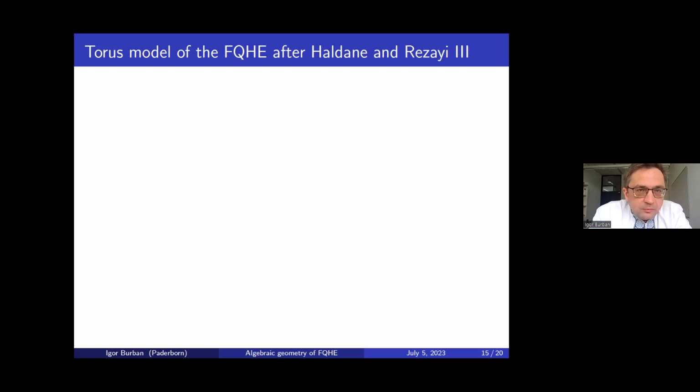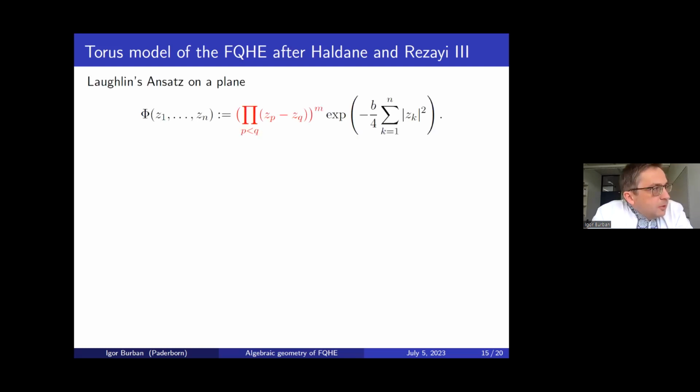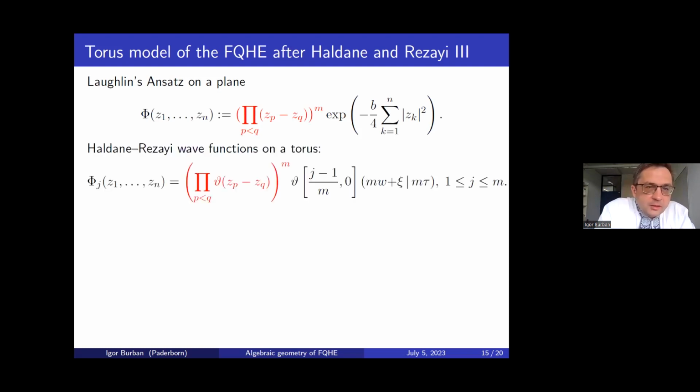Now I have to give you another explanation. Why did they care about this function? Recall that Robert Laughlin made the following ansatz for wave functions of an electron system on a plane, and Haldane and Rezayi, using analogy, made a similar ansatz on a torus. The key point of Laughlin was that he wanted a function vanishing along diagonals. It was his ansatz, and Haldane and Rezayi made the same, but on a torus.